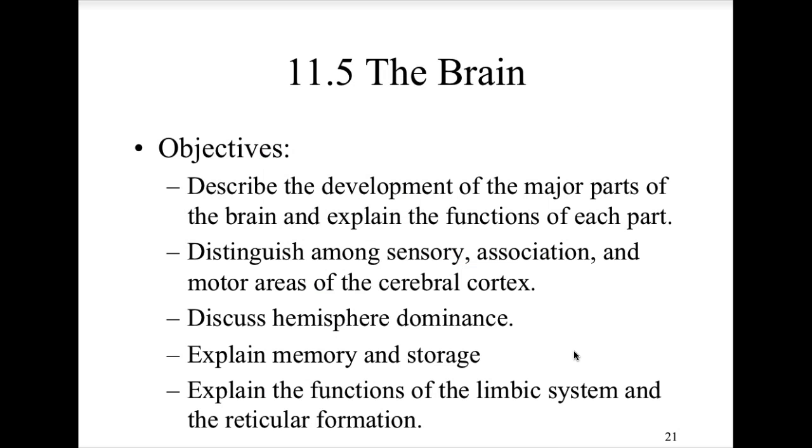Okay, the brain, 11.5, our last section for this lecture. The objectives are to describe the development of the major parts of the brain and explain the functions of each part. Distinguish among sensory, association, and motor areas of the cerebral cortex. Then to discuss hemisphere dominance, explain memory and storage, and lastly, explain the functions of the limbic system and the reticular formation.